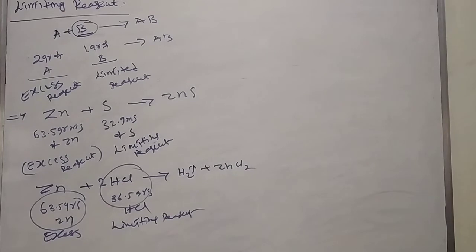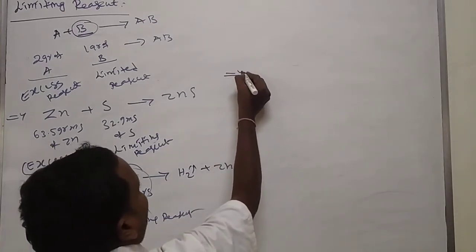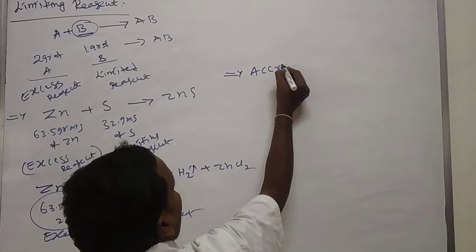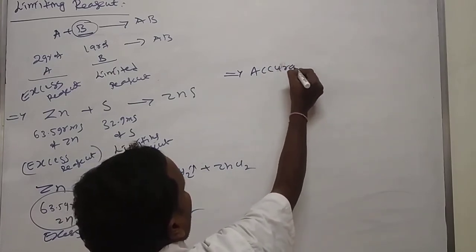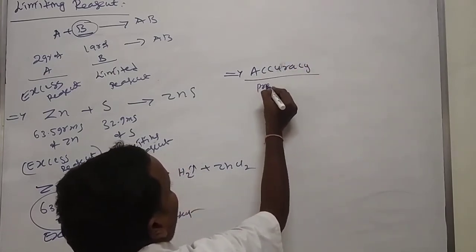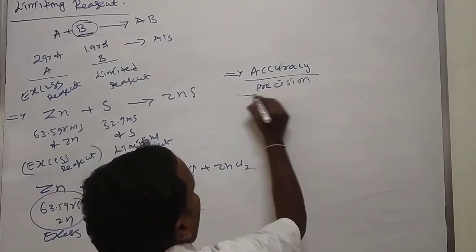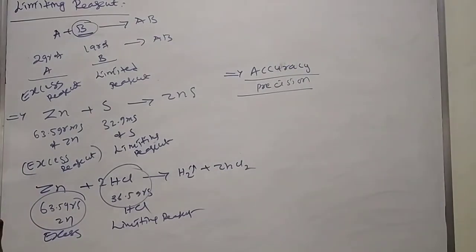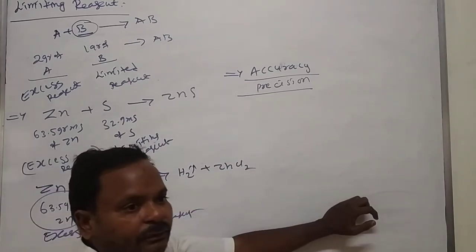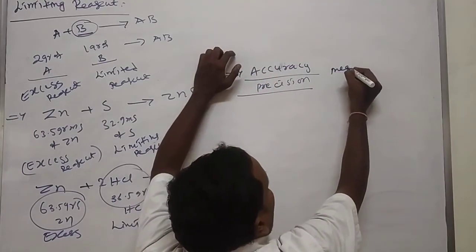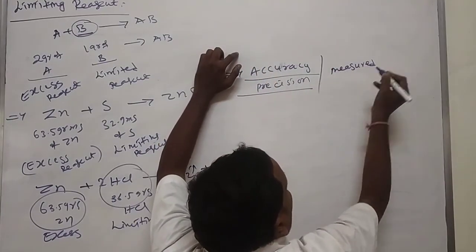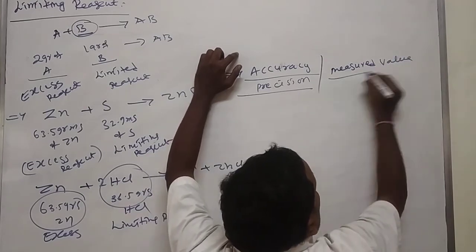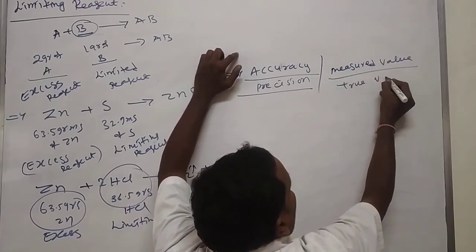In continuation, small definitions are there. What is the meaning of accuracy and what is the meaning of precision? During chemistry calculations and practicals in chemistry, we'll have two values. One is the measured value and the second one is the true value.